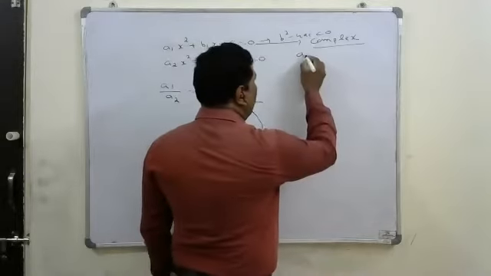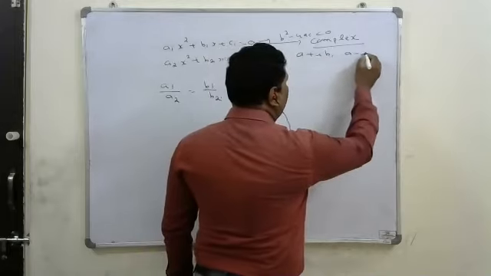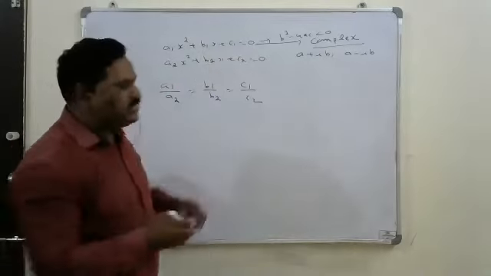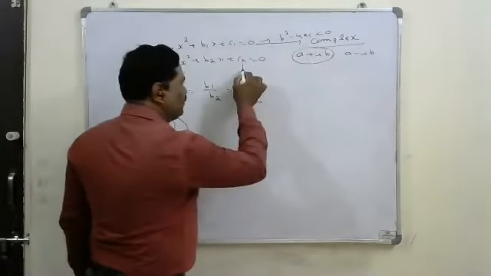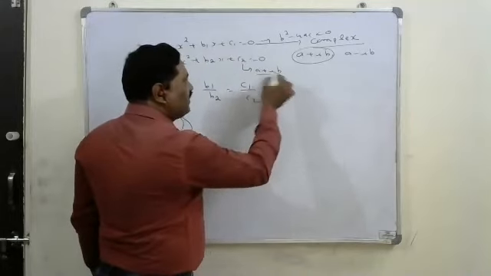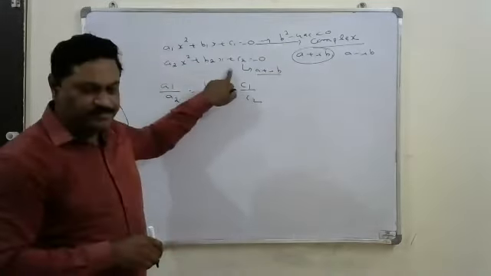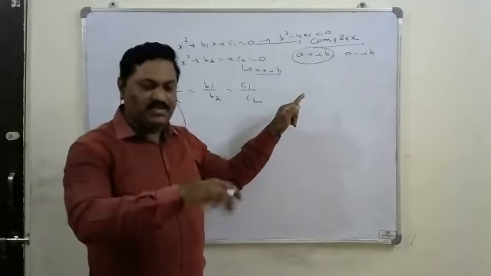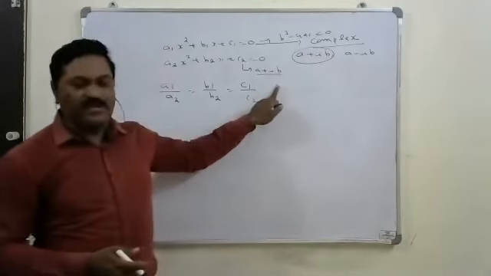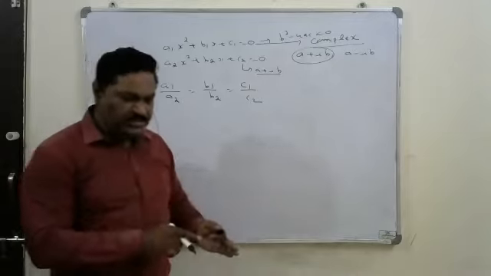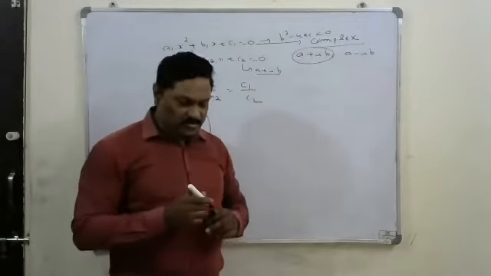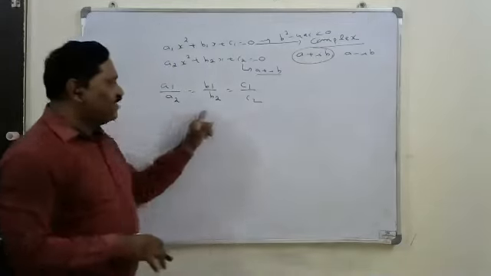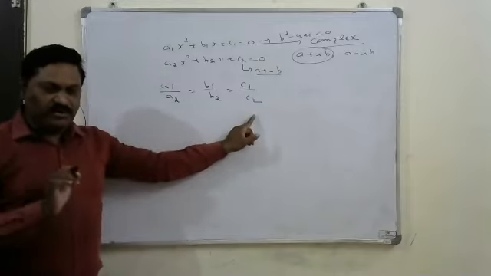Means if a plus ib is one root, then the other root is automatically a minus ib. Suppose these two have one root in common, say a plus ib is common. Then what will be the second root for this equation? A minus ib. Means if the roots are complex and one root is in common, automatically the second root also will be in common. That's why, when both the roots are in common, again the condition is this much only. This is the point you have to understand.